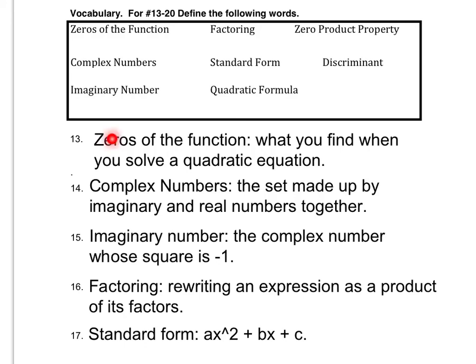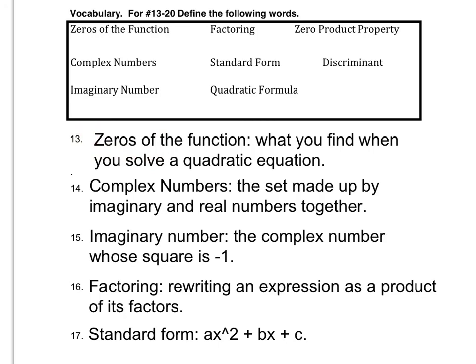For the first one, zeros of a function are what you're actually finding when you solve the quadratic equation. If you think about it, we talked about this in class. When we solve, we're getting an answer, which we learned answer can also be explained by roots, zeros, solutions. Any of those words work. So zeros of the function.